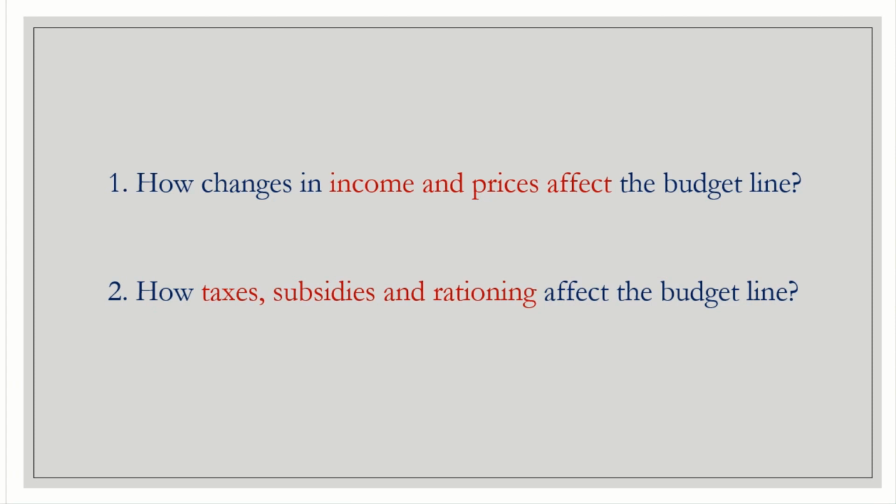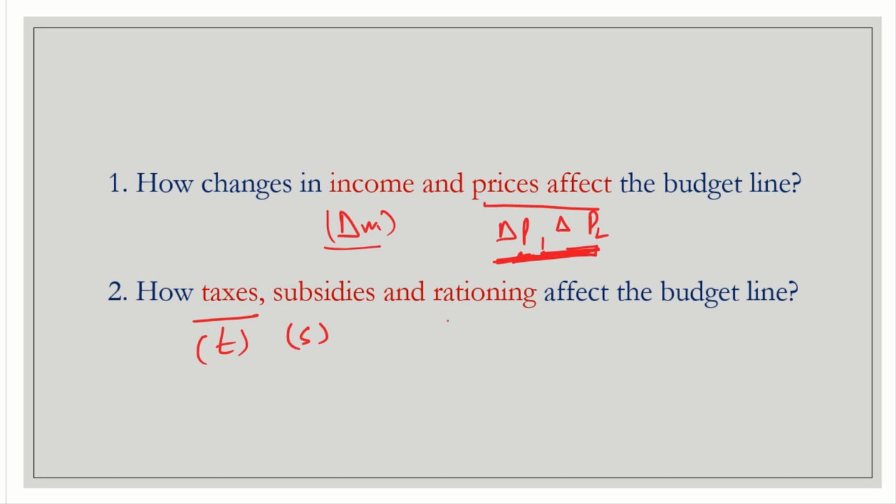So we are interested to look into what will be the impact of change in M, because we have been denoting M as income in the budget line when we derived the equation, and prices were denoted as P1 and P2 respectively. So we are interested to look into what will be the impact on the budget line if the price of one of the commodities changes or both may also change. And also how taxes or subsidies or rationing-like programs are going to affect our budget line. So given this, let's proceed further.